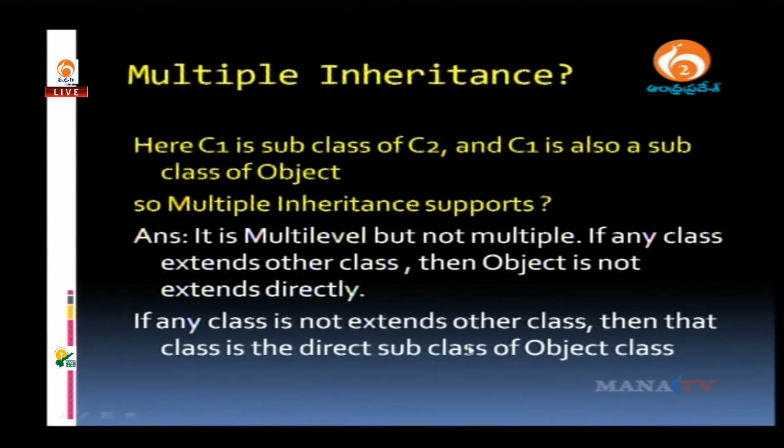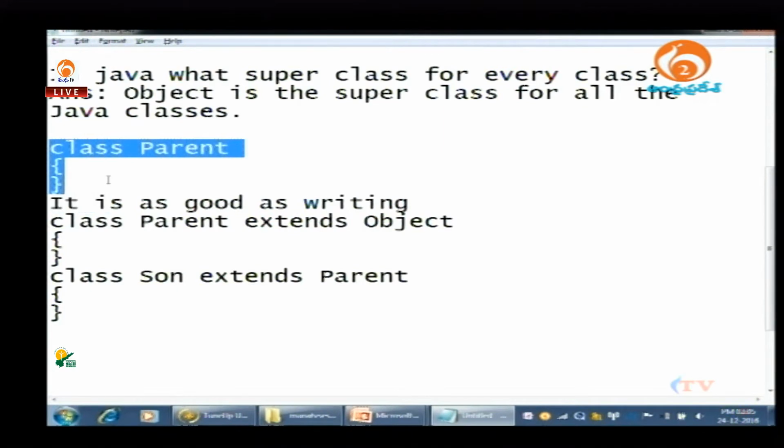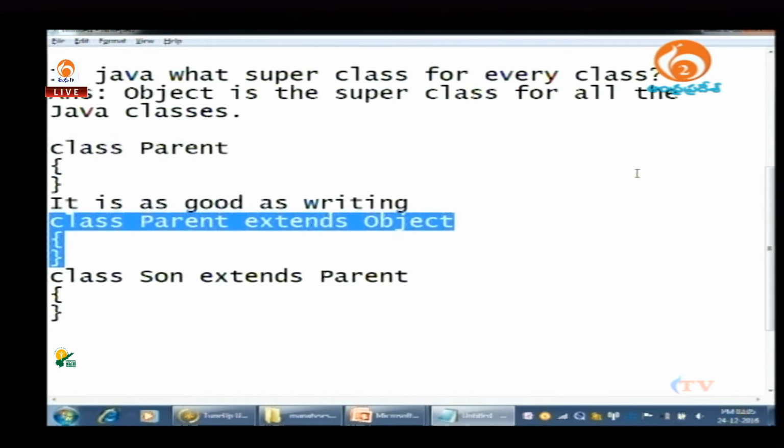If any class does not extend another class, then that class is the direct subclass of the Object class. Here you can see the parent is not extending any other class. So now the parent is the direct subclass of Object, which is as good as writing like this: class parent extends Object.